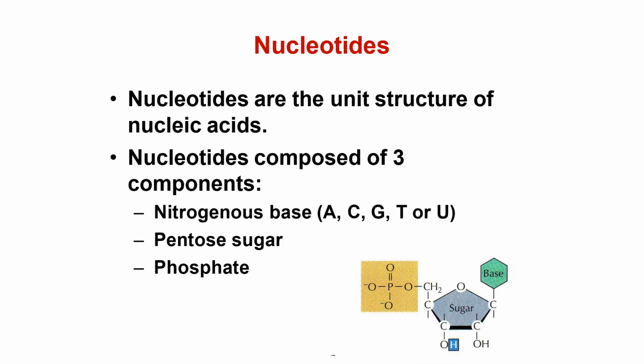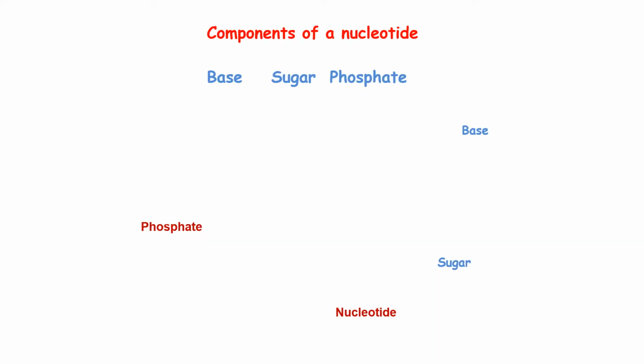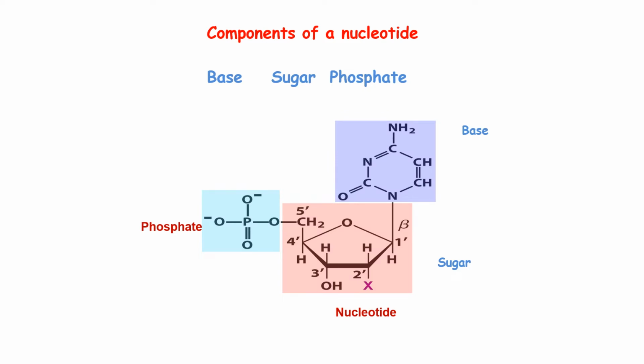Then the nucleotides. Nucleotides are the unit structure of nucleic acids. Nucleotides are composed of three components: a nitrogenous base, which may be adenine, cytosine, guanine, thymine, or uracil in the case of RNA, and then a pentose sugar and a phosphate group. So this is a phosphate group, this is deoxyribose sugar, and this is the nitrogenous base. These are the components of a nucleotide: nitrogenous base, sugar and phosphate group.